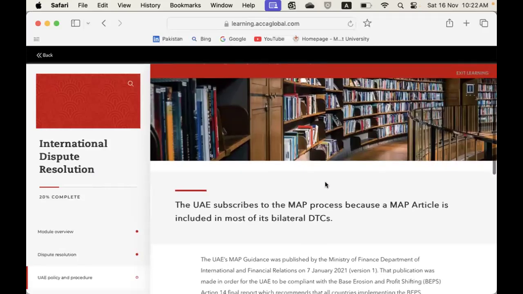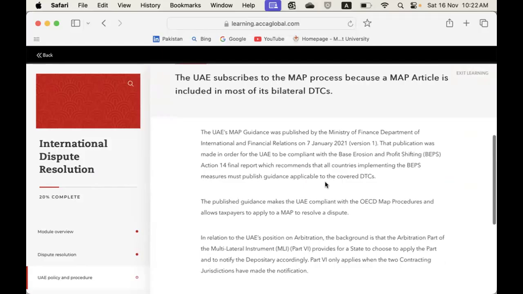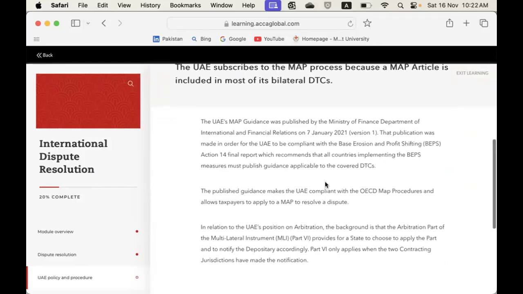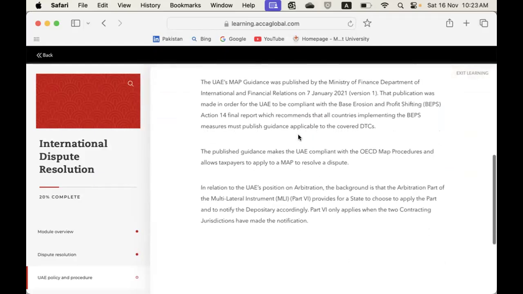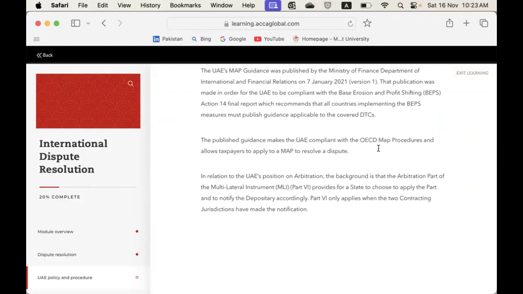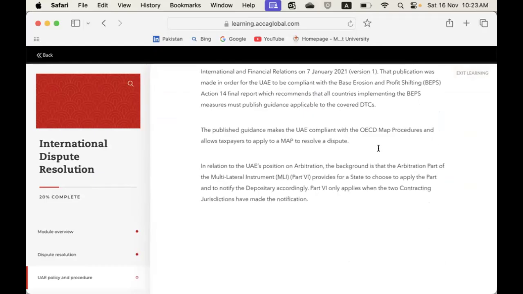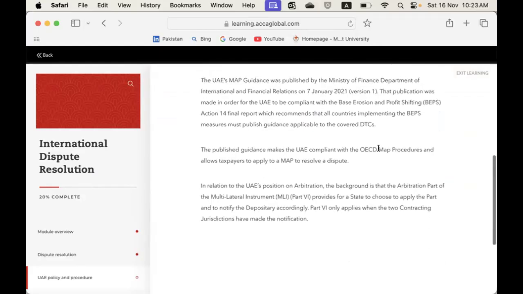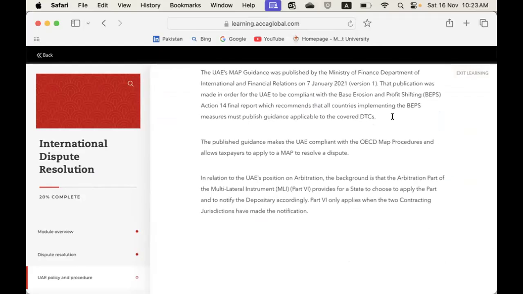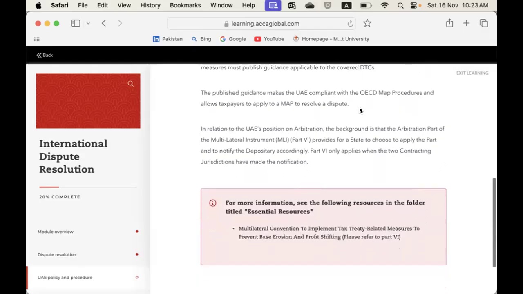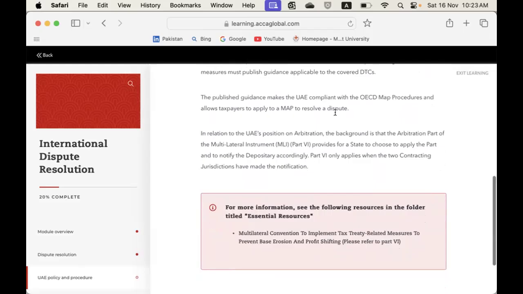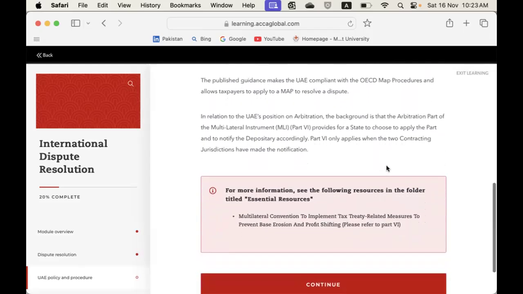Okay, we're coming to the next topic, UAE policy and procedures. The UAE subscribed to the mutual agreement procedure because a MAP article is included in most of its bilateral double tax conventions. The UAE's MAP guidelines were published by the Ministry of Finance, Department of International Financial Relations, on 7 January 2021. The UAE did become part of the inclusive framework. Publication was made for the UAE to be compliant with the BEPS project, particularly Action 14, on mutual agreement procedures. The final report recommends that all countries implementing the BEPS measures must publish guidance applicable to the covered double tax conventions. The published guidance makes the UAE compliant with the MAP procedures.